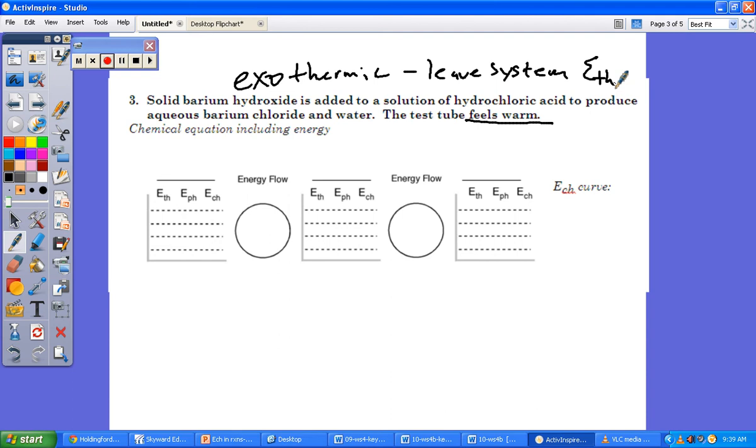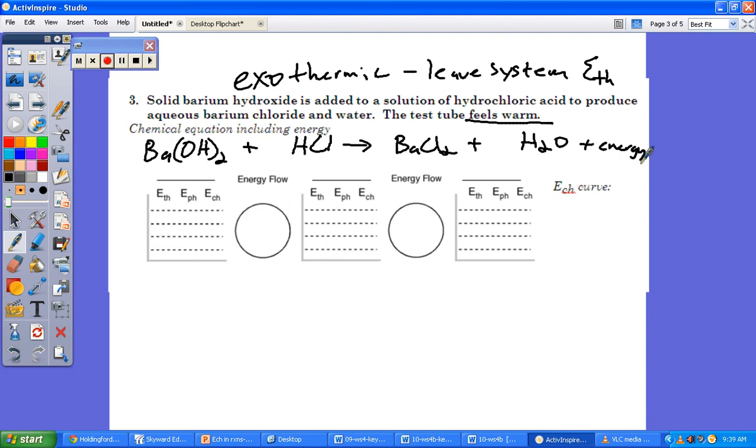So let's start off here by writing the equation. Barium hydroxide is Ba(OH)2 plus HCl, which is hydrochloric acid. You have barium chloride plus water as our products. And then over here we have energy also. Balancing this up then, I'm going to put a 2 here and a 2 here to balance the reaction. So this is how it starts.